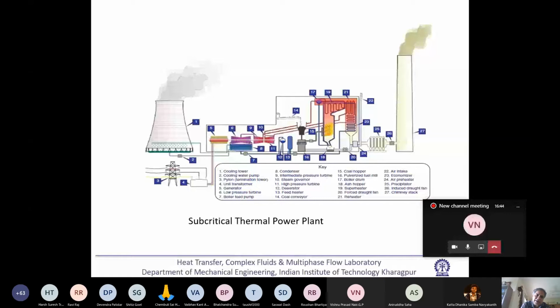And cooling towers are there in all power plants nowadays. Earlier, there used to be power plants near the river and no cooling tower. This direct cooling could have been done. But now, due to environmental regulations, we cannot do this.